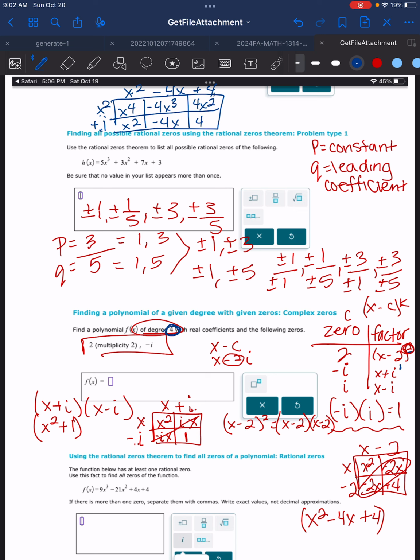Woo! My final answer is x to the power of 4 minus 4x cubed plus 5x squared, because 4x squared plus 1x squared is going to give me 5x squared, minus 4x plus 4. That's your answer.